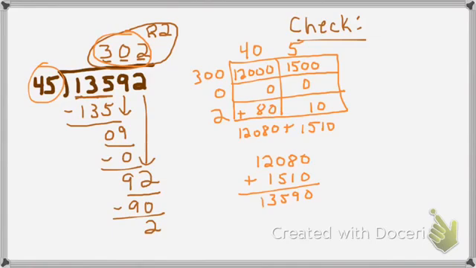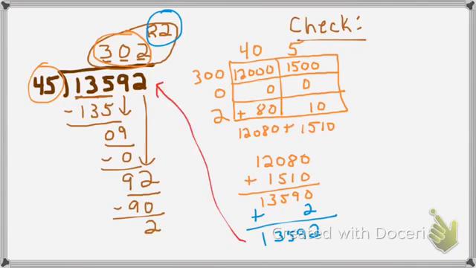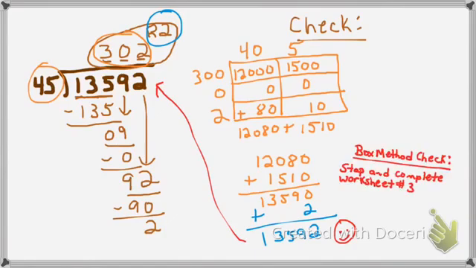Then I have to add a remainder if I have one, and I do. My remainder is 2. So add 2 on here, 2, 9, 5, 3, 1. Does that check? Is it the same thing as my dividend? Yes, it is. That gives me my happy smiley face. If you are a box method checker, please stop the video and complete worksheet number 3 right now.